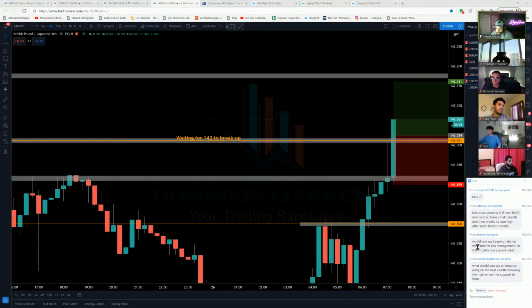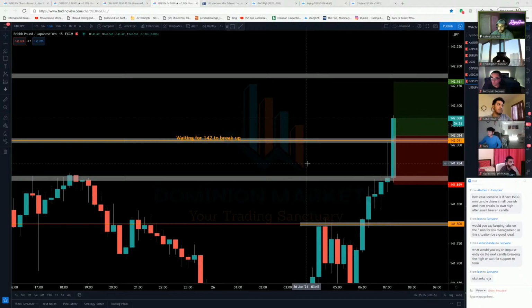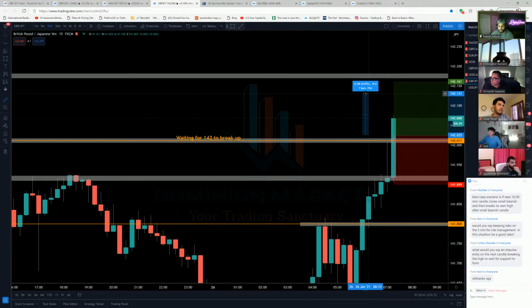Would you say keeping tabs on the 5 minute for risk management in this situation would be a good idea? No, not at all. As long as we stay above 142, we're going to continue moving up towards at least 142.150. Right now, price is up in this range, and this should be a higher probability for price to continue moving up. Even if we come up towards 142.130, it's like 10 pips, so I'm going to secure positions and leave the rest running.